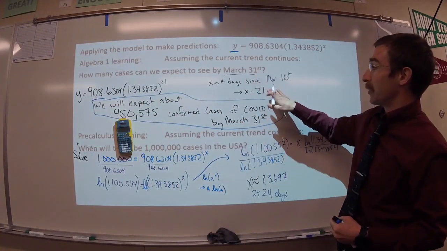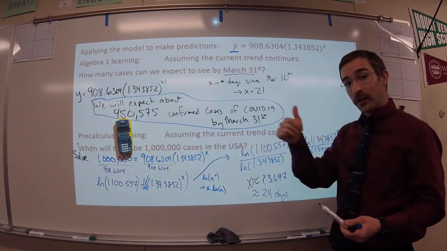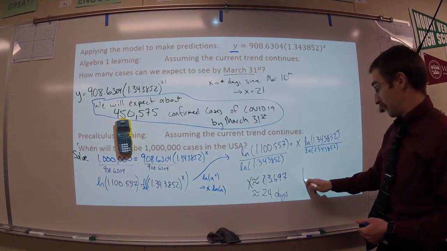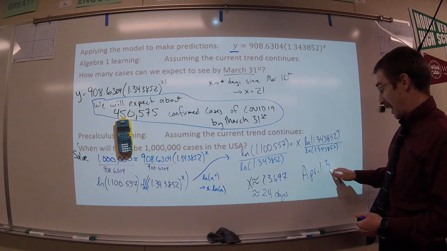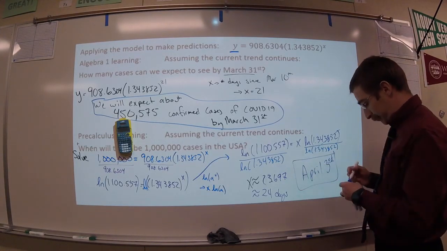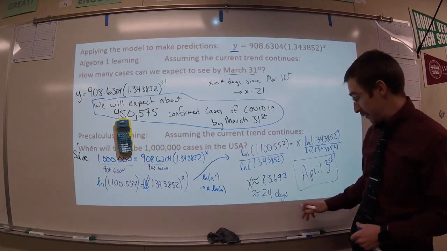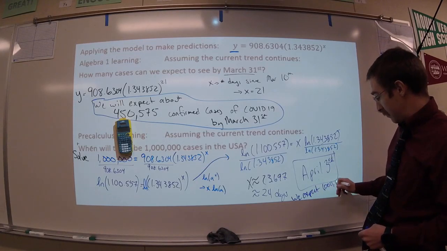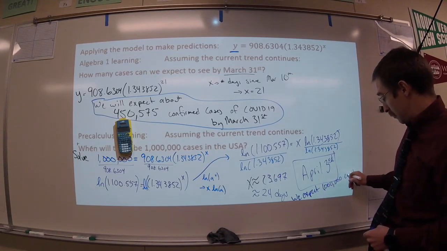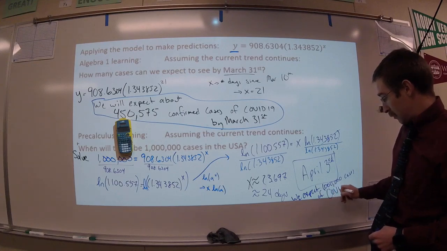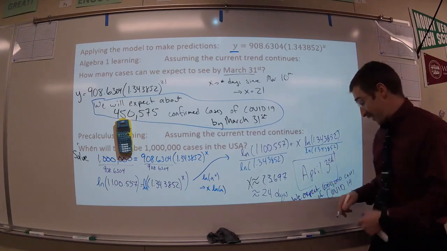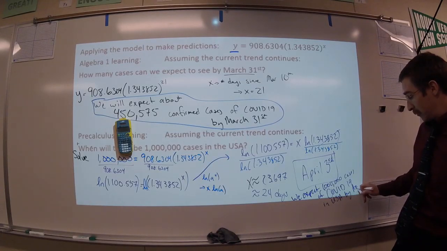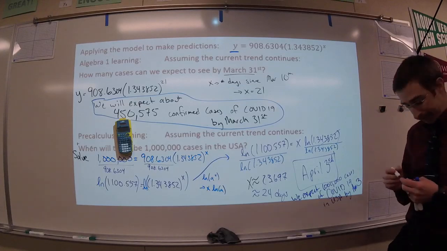So if we're going to the 31st, that's 21 days. So 21, 22, 23, 24. That's April 3rd. So if we don't stop this, we expect 1 million cases of COVID-19 in the US by April 3rd.